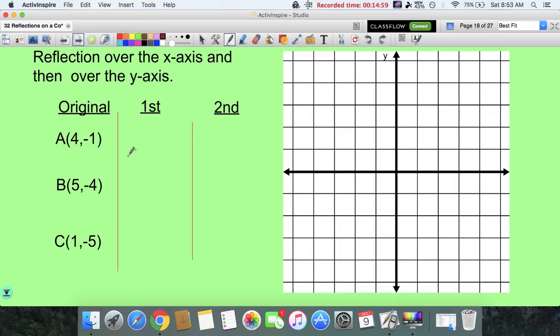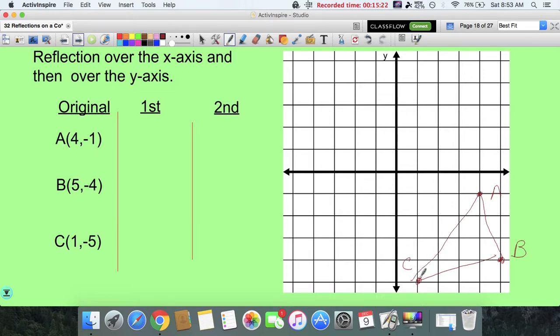Now we're going to do a double reflection. So we're going to take point A, 1, 2, 3, 4, negative 1. Point B, 5 and negative 4, is going to be here. And point C is going to be 1 and negative 5. And here's point C. So we have our triangle that's located in quadrant 3 right now.